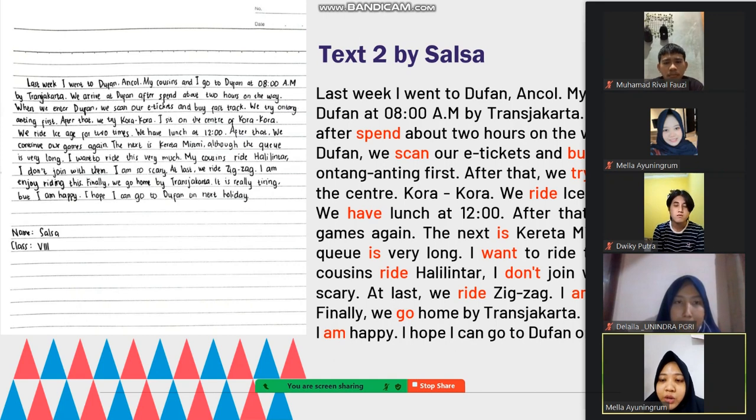After that, we try Korakora. I sit in the center Korakora. We ride Ice Age two times. We have lunch at 12. After that, we continue our games again. The next is Tretanisari. Although the queue is very long, I want to like this very much.